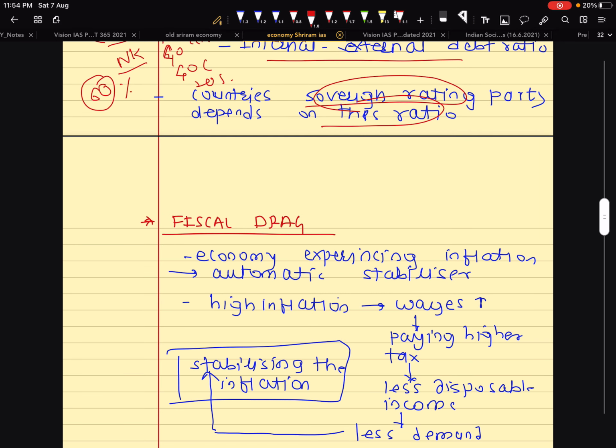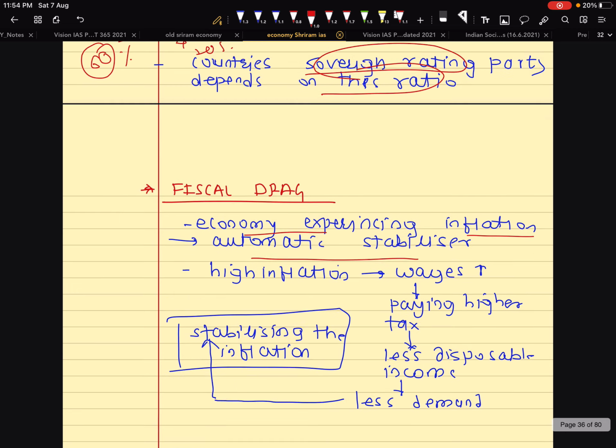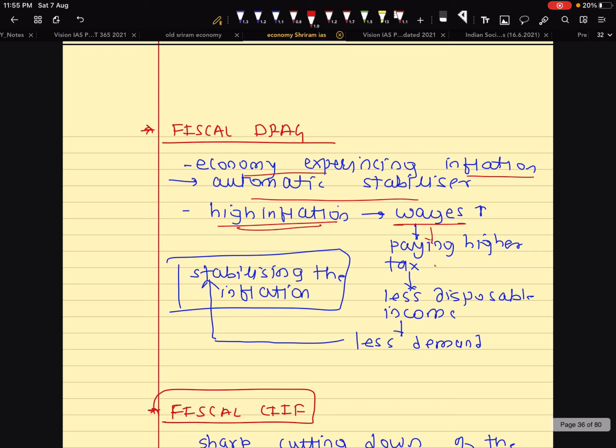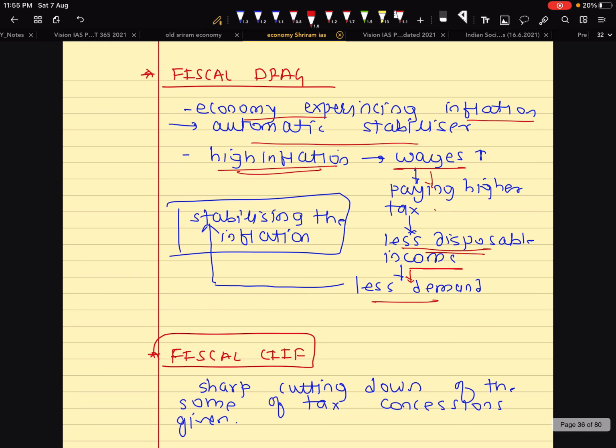Then what is meant by fiscal drag? If the economy is experiencing inflation, it stabilizes automatically, and that is the fiscal drag. How does it stabilize? If there is high inflation, wages will increase, so workers get a good amount of wages. If wages are increasing, they have to pay higher taxes. If they are paying high taxes, their disposable income will decrease again, leading to less demand, so it automatically stabilizes the inflation.